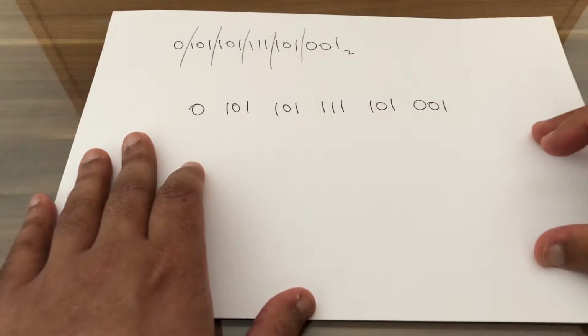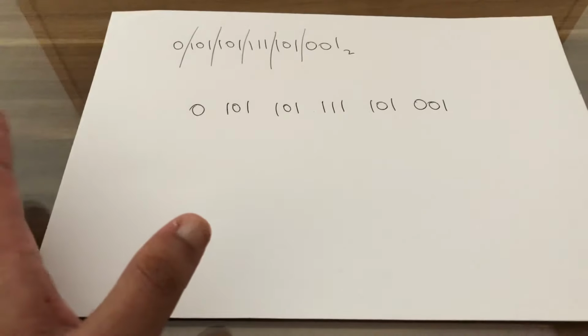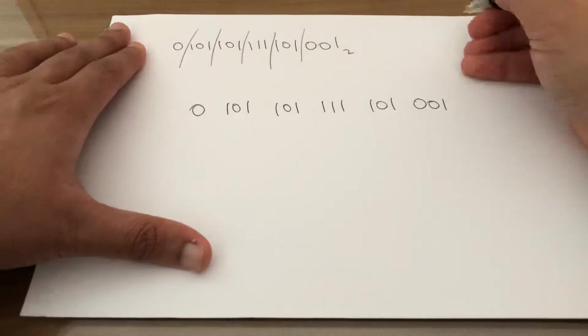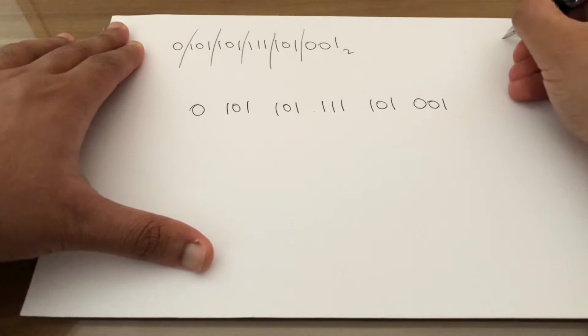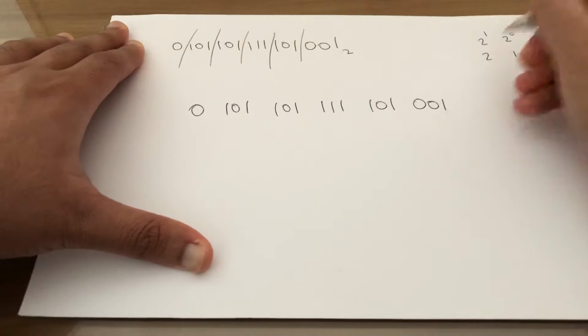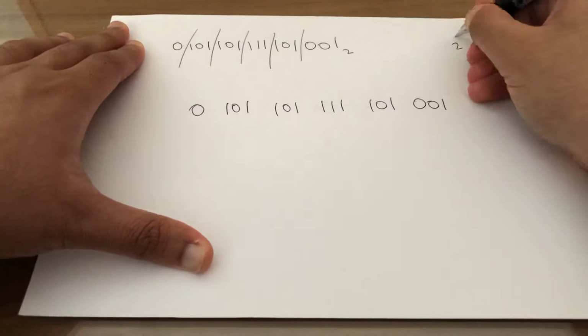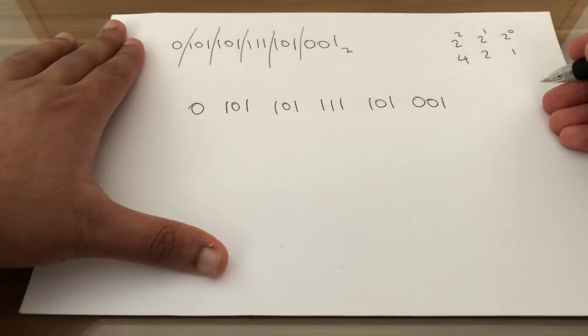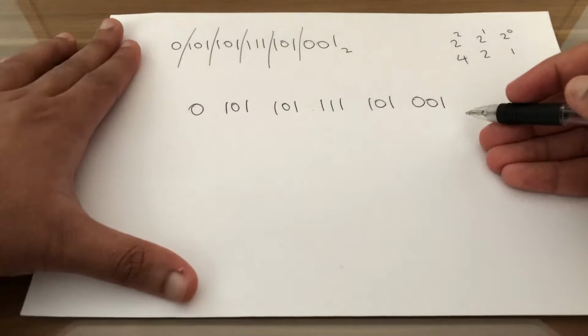and if we now remember the grid that we had from the previous tutorial, but only use the first three numbers, we can say 2 to the power of 0 gives us 1, 2 to the power of 1 gives us 2, and then 2 to the power of 2 gives us 4. Zero will always give us 0.